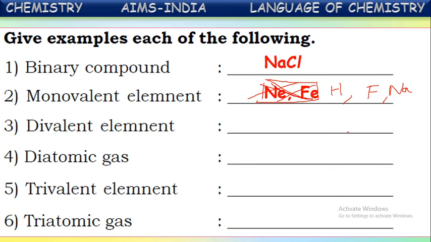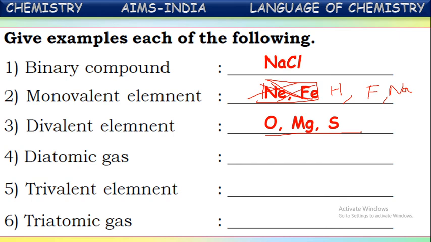Let us see examples for divalent elements. Yes, oxygen valency is 2, magnesium valency is also 2, sulfur valency is also 2. So these all will come under divalent. The elements with valency 2 are called divalent elements.